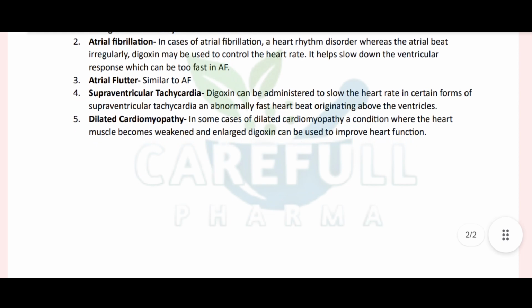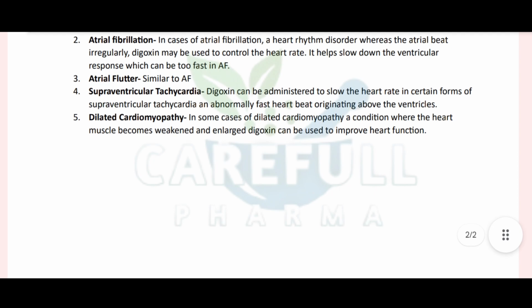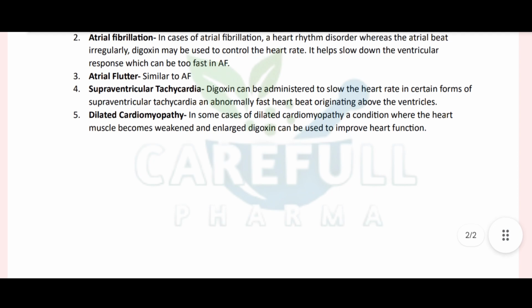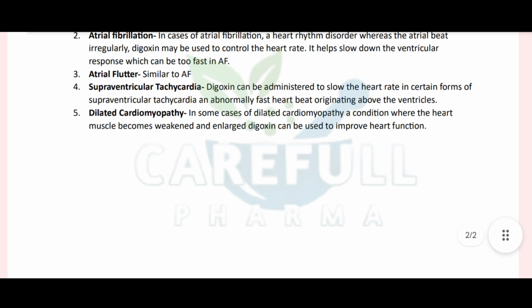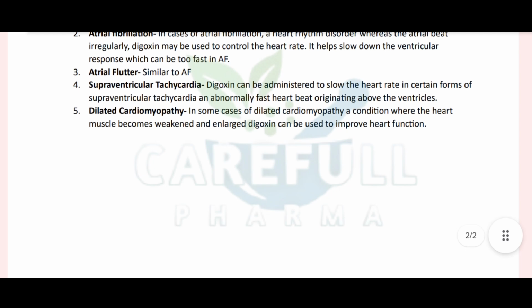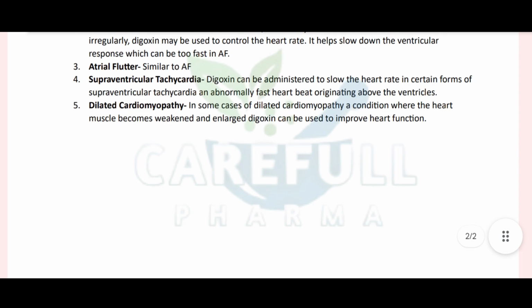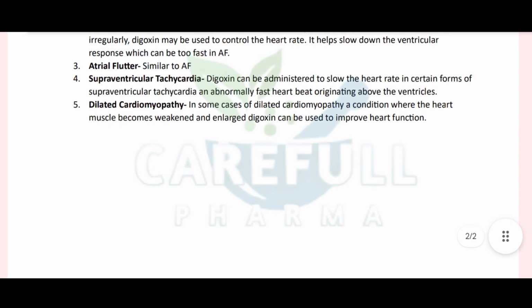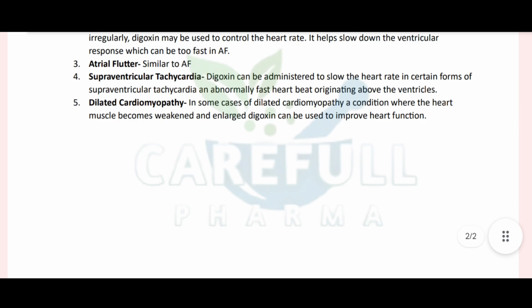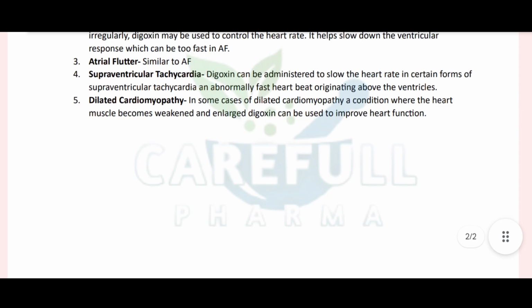4. Supraventricular tachycardia. Digoxin can be administered to slow the heart rate in certain forms of supraventricular tachycardia, an abnormally fast heartbeat originating above the ventricles. 5. Dilated cardiomyopathy. In some cases of dilated cardiomyopathy, a condition where the heart muscle becomes weakened and enlarged, digoxin can be used to improve heart function.